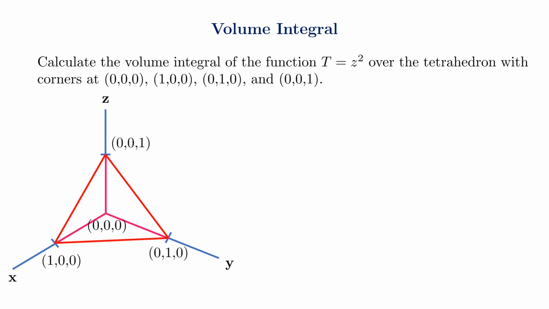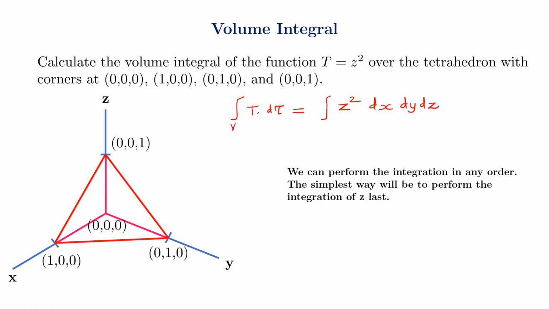We will try to solve this problem now. The problem is to calculate the volume integral of the function T equal to z square over the tetrahedron with corners at (0, 0, 0), (1, 0, 0), (0, 1, 0) and (0, 0, 1). The tetrahedron has been shown in this figure with the corresponding intercepts. Now, the volume integral is given by integral over V of T dτ, which is equal to the integral of z square dx dy dz.